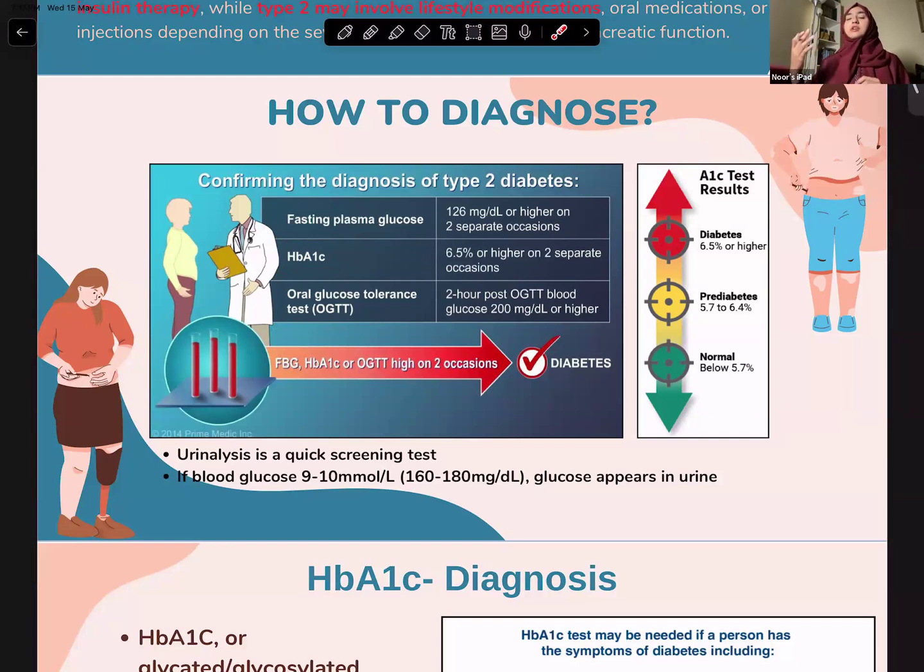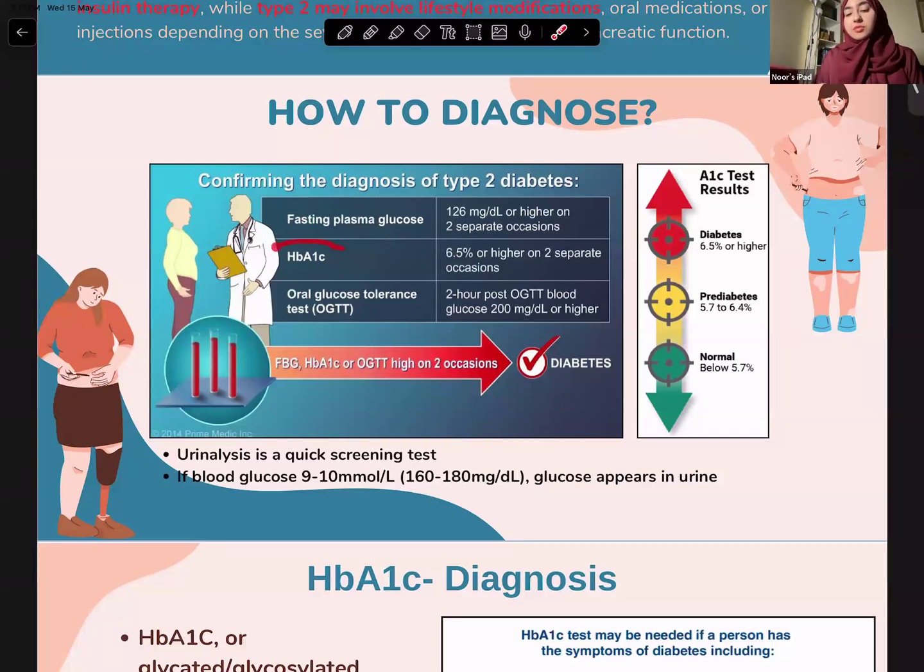it's basically a kind of test. I'm sure you guys must have seen the glucose measurement machines in the hospital, and we also have them in the department right now. So if the fasting plasma glucose is more than 126, higher than 126 on two separate occasions, it means that the person is diabetic.